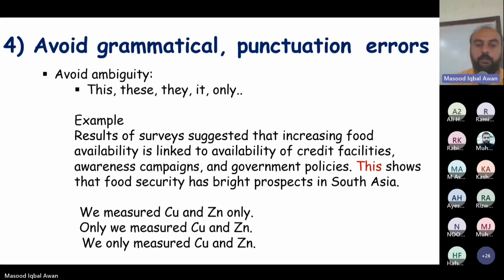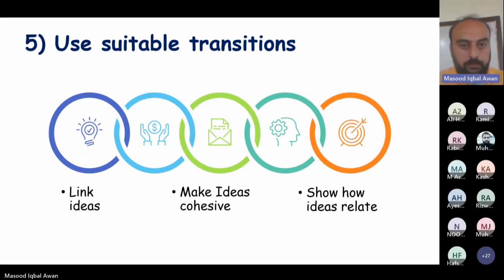Likewise, if we write, we measured copper and zinc only. Only we measured copper and zinc. We only measured copper and zinc. So all of these 3 sentences mean different things, and this creates confusion amongst readers. So instead of using these ambiguous words, this, these, they, it, only, we should try to minimize them or eliminate. This brings me to the next principle, that is use of suitable transitions.